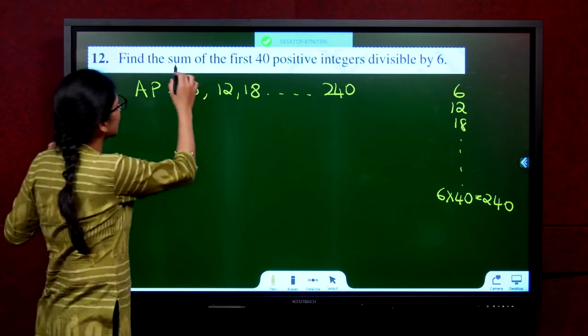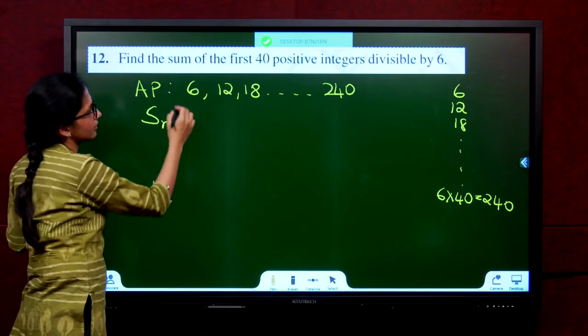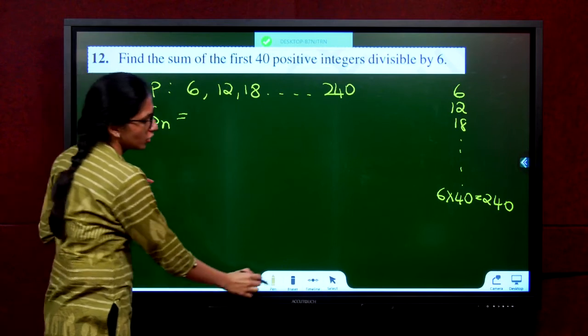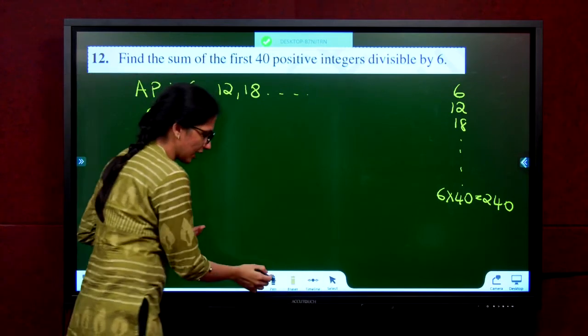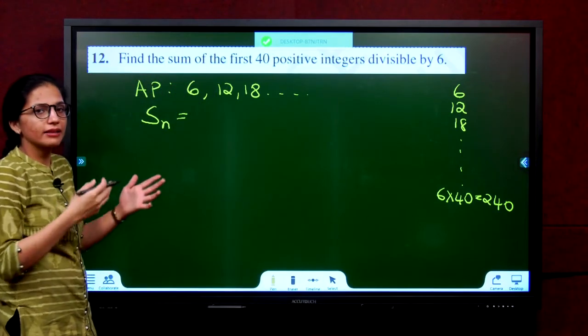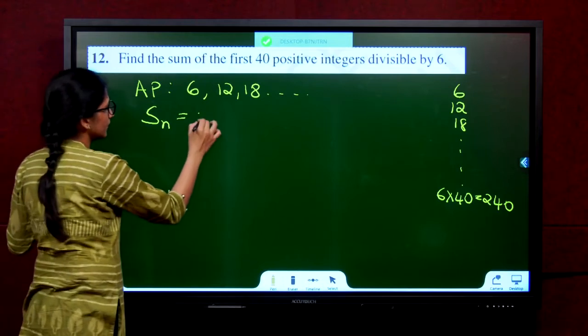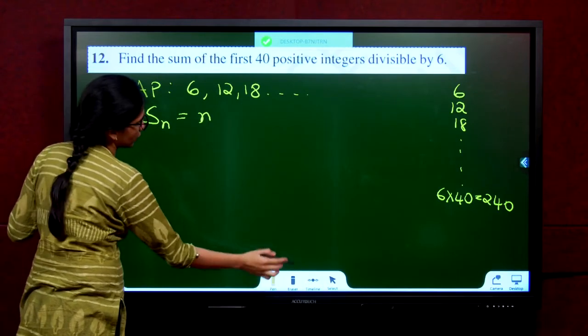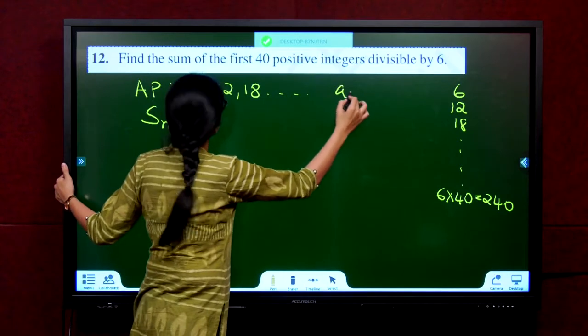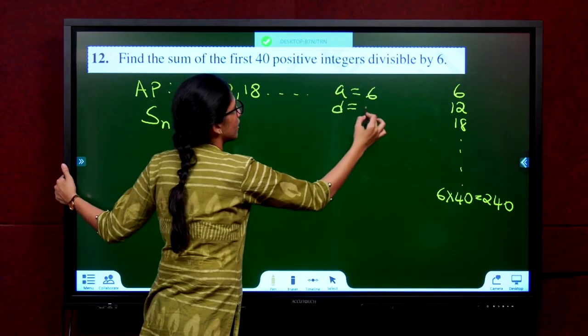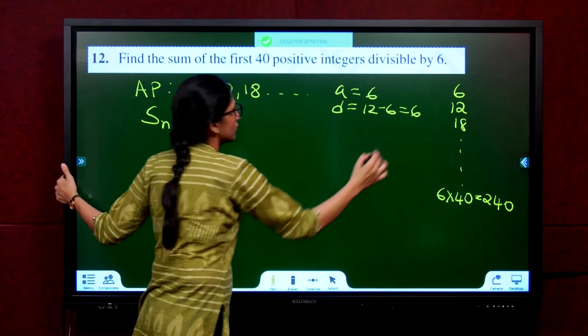Even if you don't know the last one, it is okay. Why? Because they are anyway asking you Sn, sum of the first 40 integers. Do we need the last one? No, but if you have the last one, easier. You can use the a plus an formula. Let's assume we don't have the last one. What is the value of a? 6. D, 12 minus 6, which is also 6.